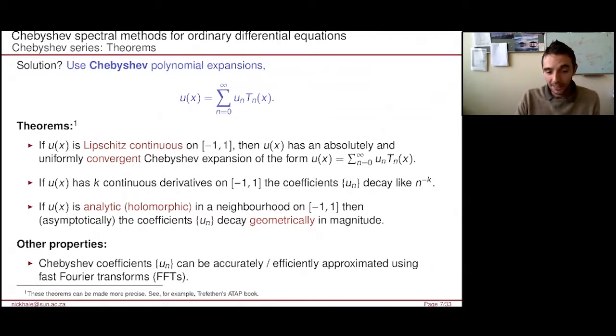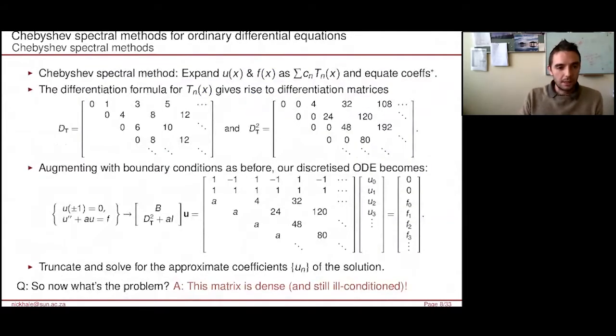And then just one other property I want to quickly mention in passing. How are we going to compute these coefficients of these series? Well, it turns out that they can be accurately and efficiently computed using what are known as fast Fourier transforms. What I'm saying here is there are efficient methods for approximating these coefficients, both for the solution and for the right-hand side. Okay, so that was Chebyshev polynomials and Chebyshev series.